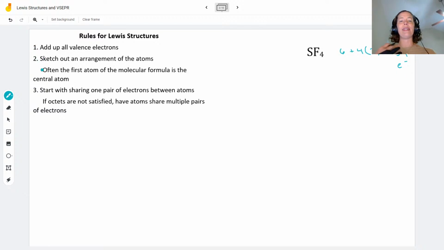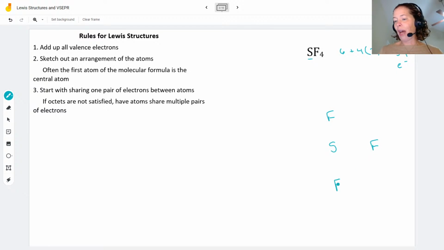Step two is we're going to sketch out an arrangement of the atoms. Again, this is our first best guess as to what the structure might be. You can always change this up. Now, what I want to do is I want to identify the central atom, and sulfur is written first, and it is alone. There's only one sulfur atom, so that is my central atom. So I'm going to put sulfur, and then I'm going to put my 4 fluorines just around sulfur.